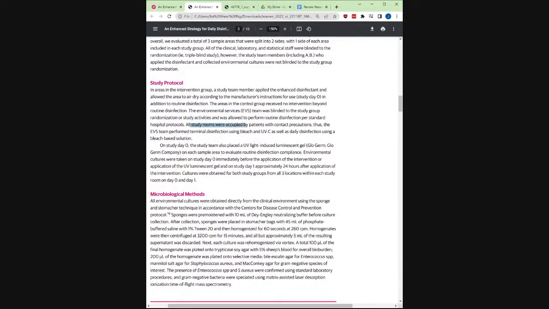All study rooms were occupied by patients with contact precautions. And then they did the regular terminal disinfection using bleach.